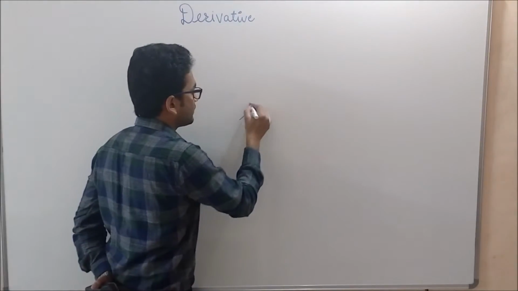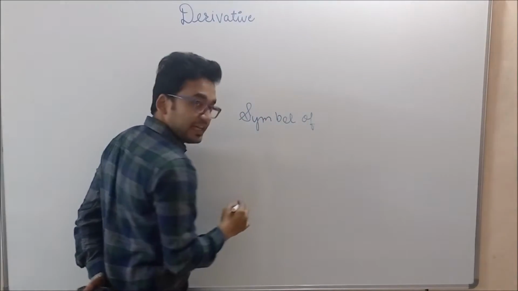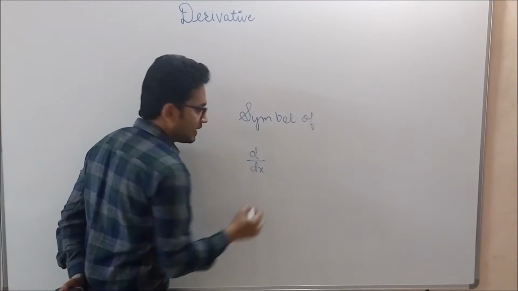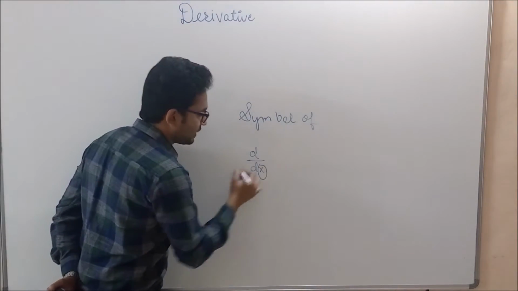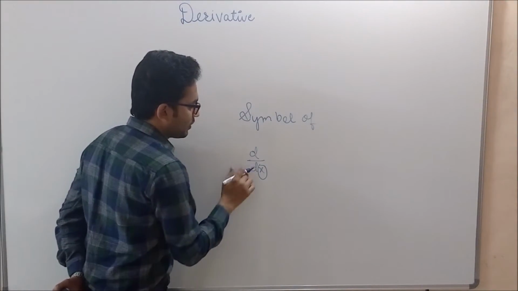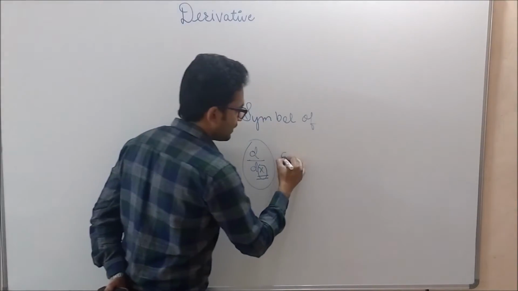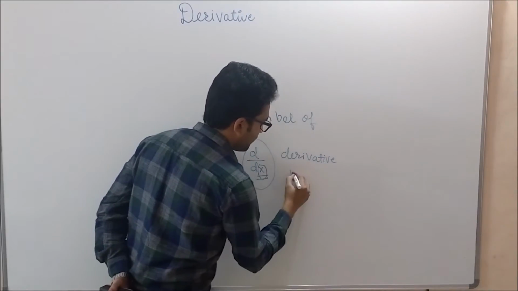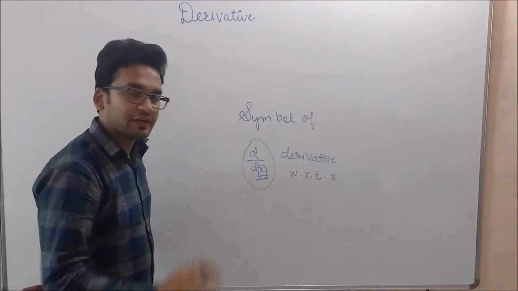Now the symbol of derivative is d upon dx. Now what is the meaning of this? How to read this d upon dx? D upon dx means derivative with respect to x.